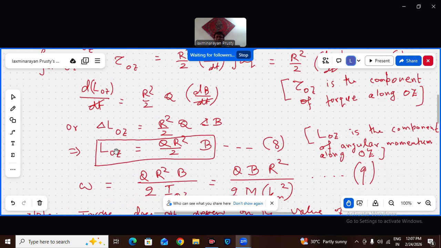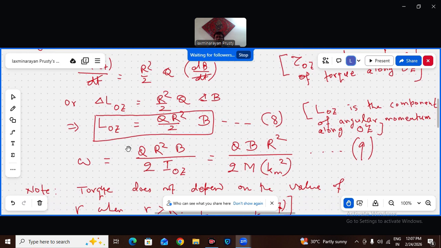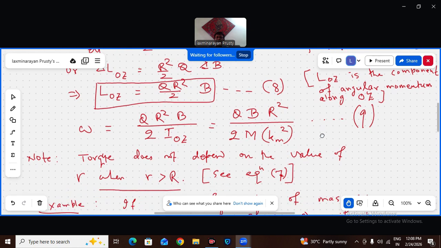So integrating, L_oz will be equal to r square by 2 q into B, because these delta B is B only, delta L will be L_oz. So omega will be, if it is a fixed axis rotation, then omega will be q r square B by 2 I_oz. But I_oz I can write as m k_m square. That's it. This is a very important expression.